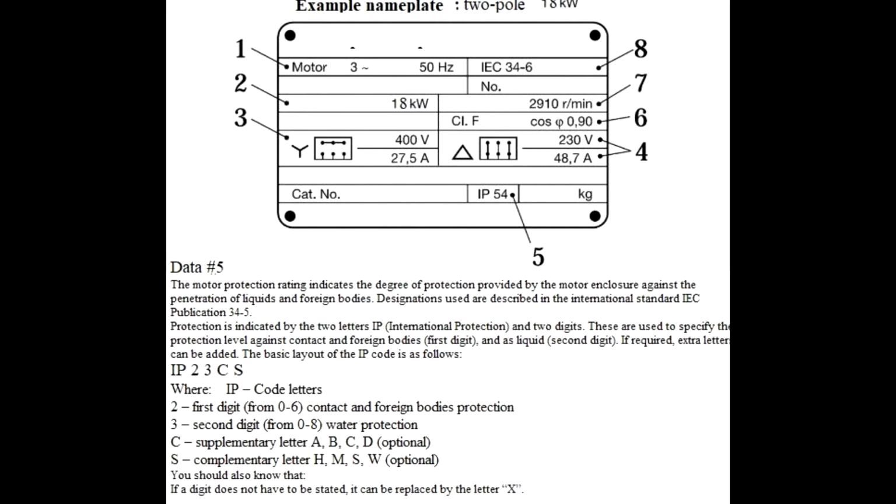The basic layout of the IP code is as follows. IP23CS, where IP is the code letters, 2 is the first digit from 0 to 6, contact and foreign bodies protection, 3 is the second digit from 0 to 8, water protection, C is the supplementary letter A, B, C, D, optional, and S is the complementary letter H, M, S, W. We should know that if a digit does not have to be specified, it can be replaced by the letter X.